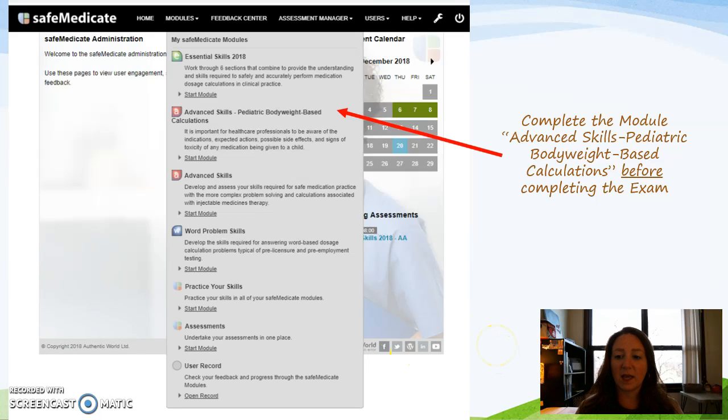So first, the Safe Medicate. You need to complete the module, the Advanced Skills Pediatric Body Weight Based Calculations. This module needs to be completed before you complete the assessment or the exam. So this just shows you the Safe Medicate where you can find that under the modules.